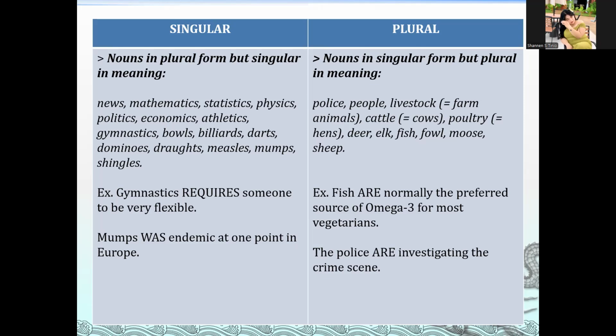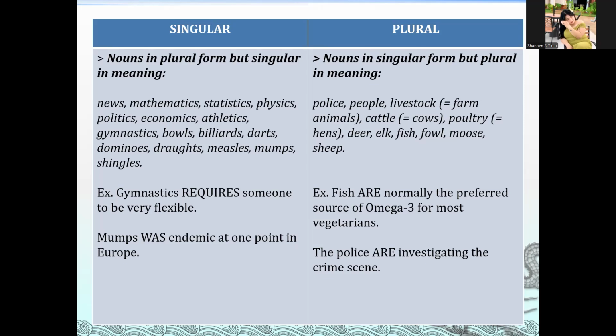The diseases were, so ginawa kong diseases. The diseases were highly affecting the community. Okay? If I change it to the disease was highly affecting the community. Okay? Got it?